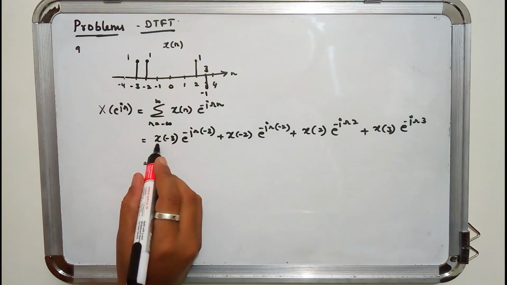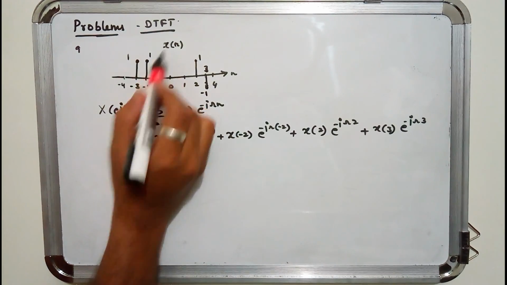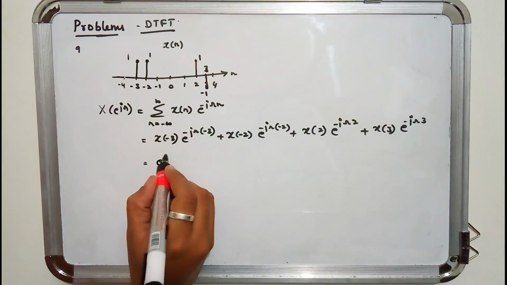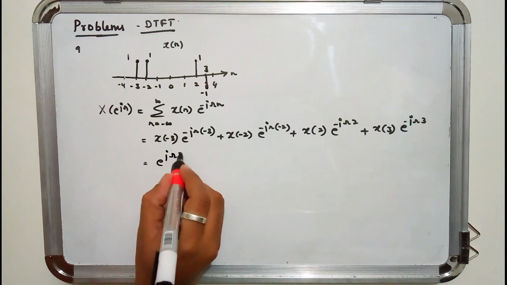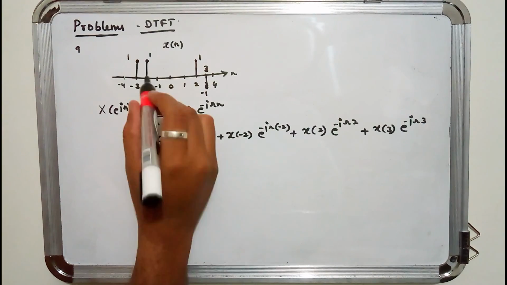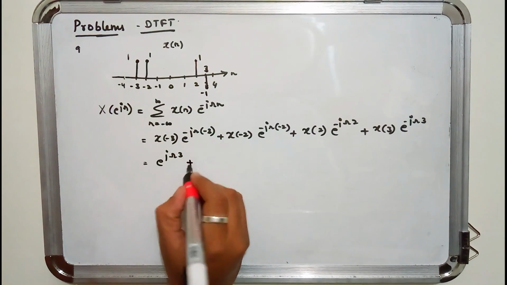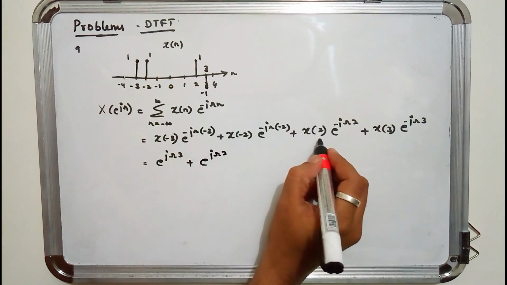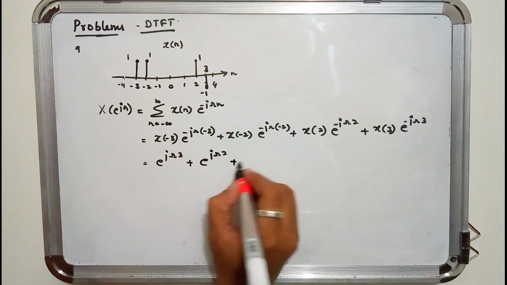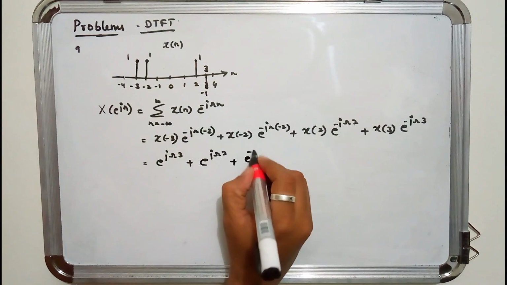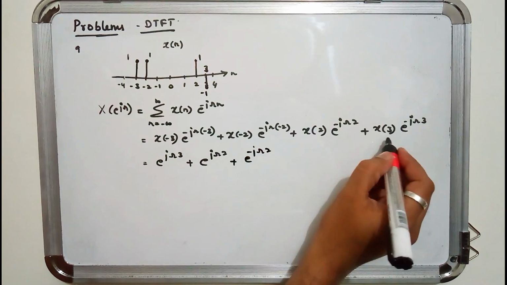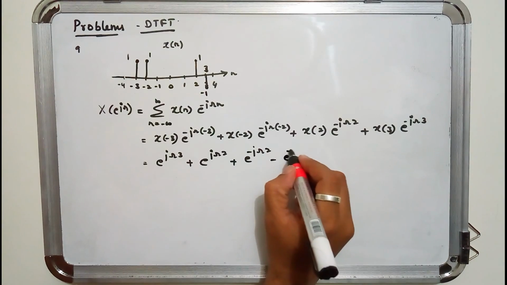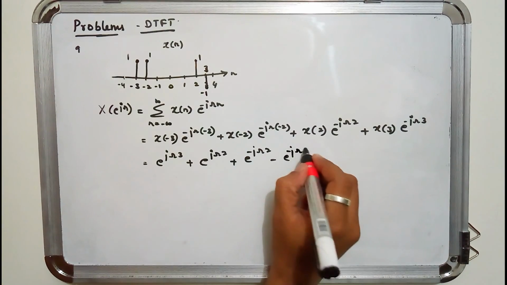So what is the value of x of minus 3? X of minus 3 is 1, so it is e power j omega into 3. X of minus 2 is also 1, so e power j omega 2. X of 2 is 1 again, so e power minus j omega 2. X of 3 is minus 1, so minus e power minus j omega 3.